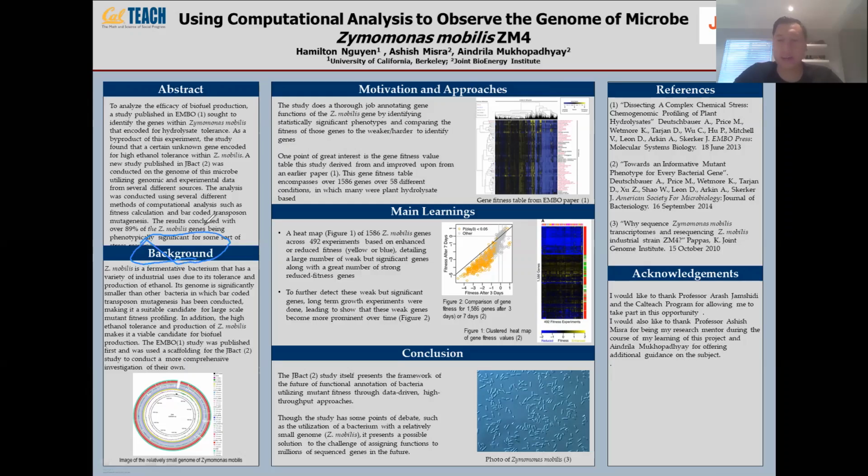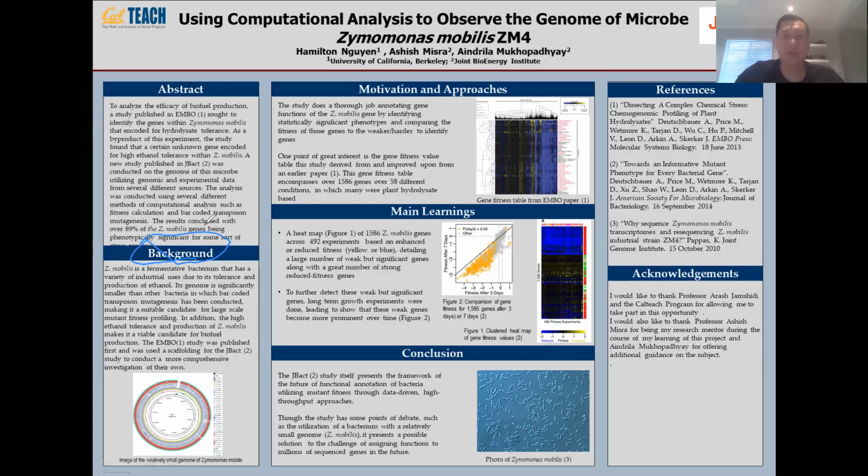In addition to that, specifically for the JBAC paper, Z. mobilis has the smallest genome of all the bacteria that had bar-coded transposon mutagenesis done to it. Thus, doing such a comprehensive and large-scale approach to identifying and annotating its genes would be more feasible, and a little bit easier than doing it with E. coli or something with a larger genome.